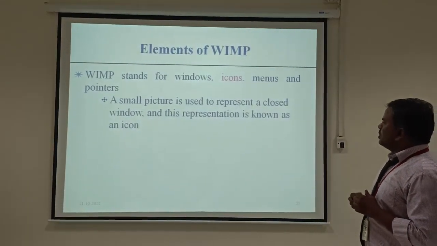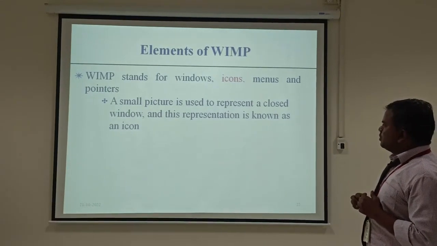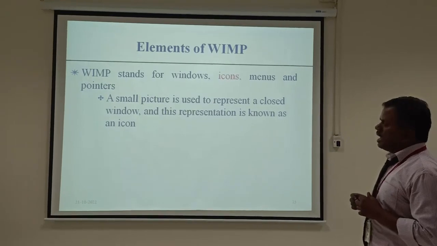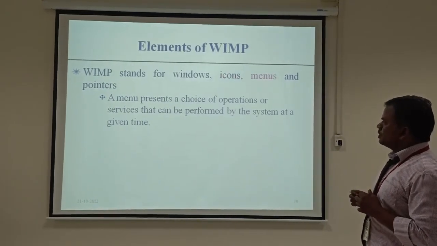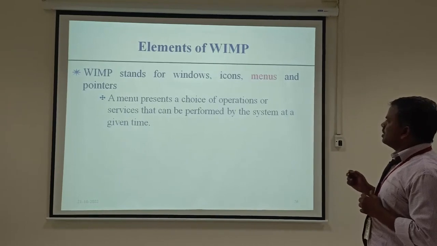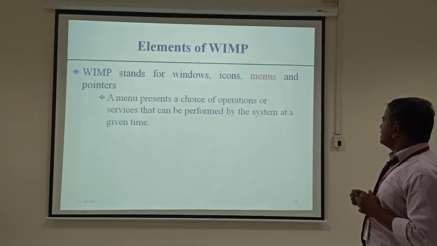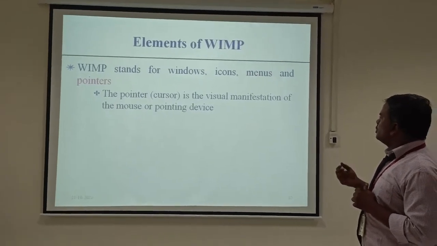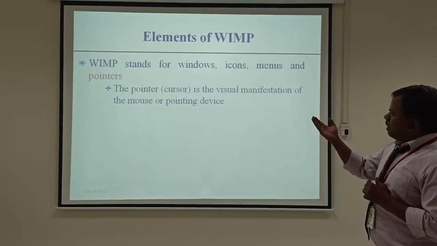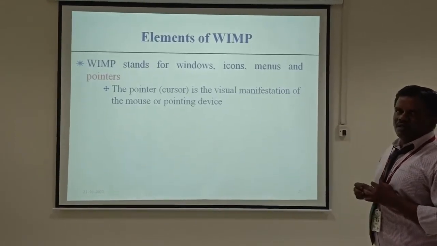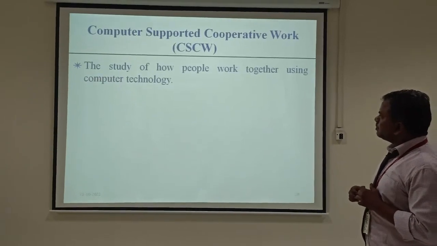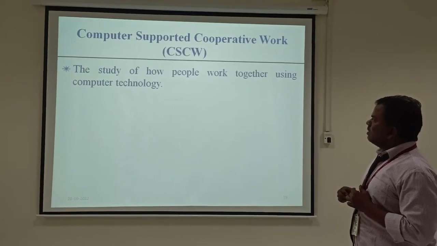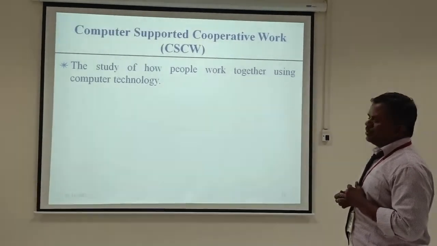The small picture is used as an icon. A small picture is used to represent a closed window, and this representation is known as an icon. Menus present a choice of operations or services that can be performed by the system at a given time. Pointer, that is the cursor, is a visual mouse or pointing device for particular icons. Computer supported cooperative work, CSCW, is the study of how people work together using computer technologies.